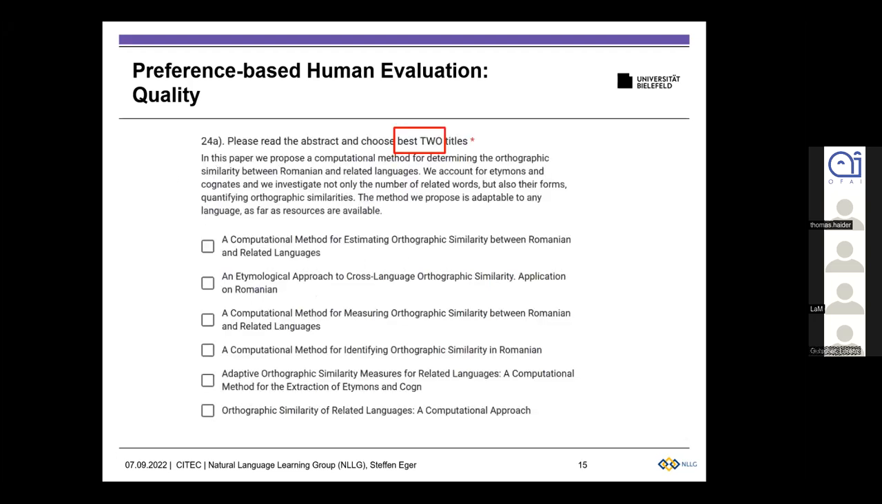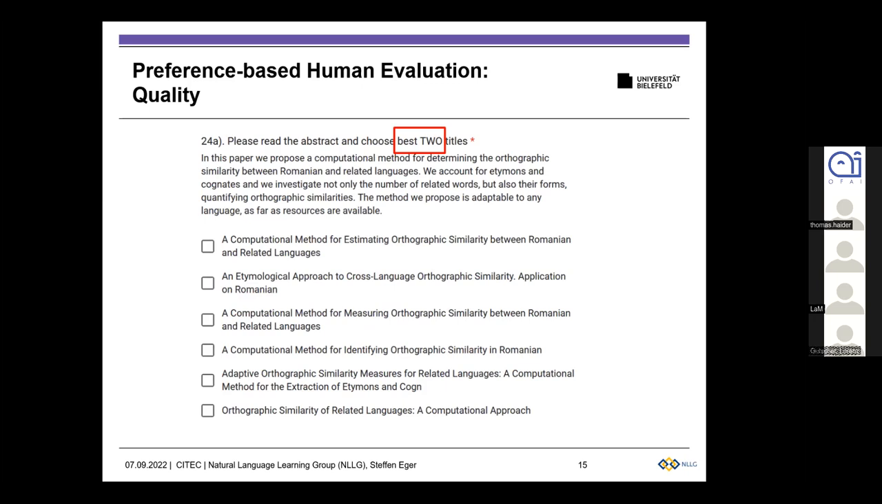All right, so here is an illustration of our annotation procedure. And to make this talk slightly interactive, we could even do this interactively. So I would now read out the abstract to you, and we can just quickly select the two best titles for the abstract, so that we have a little bit of interaction. But let me first read out the abstract.